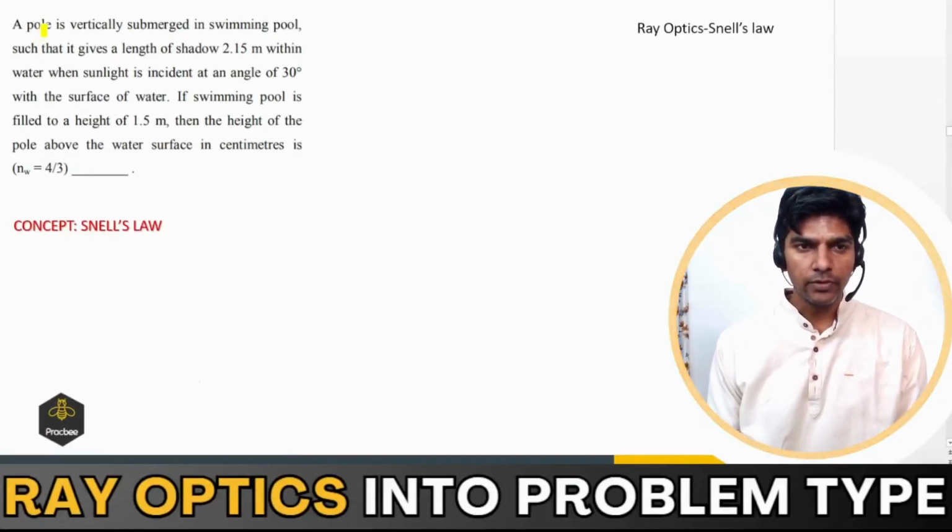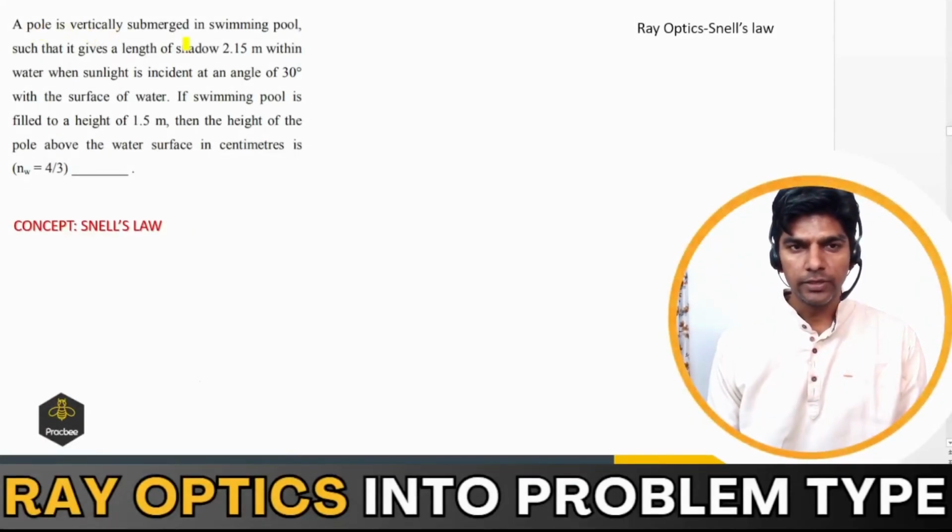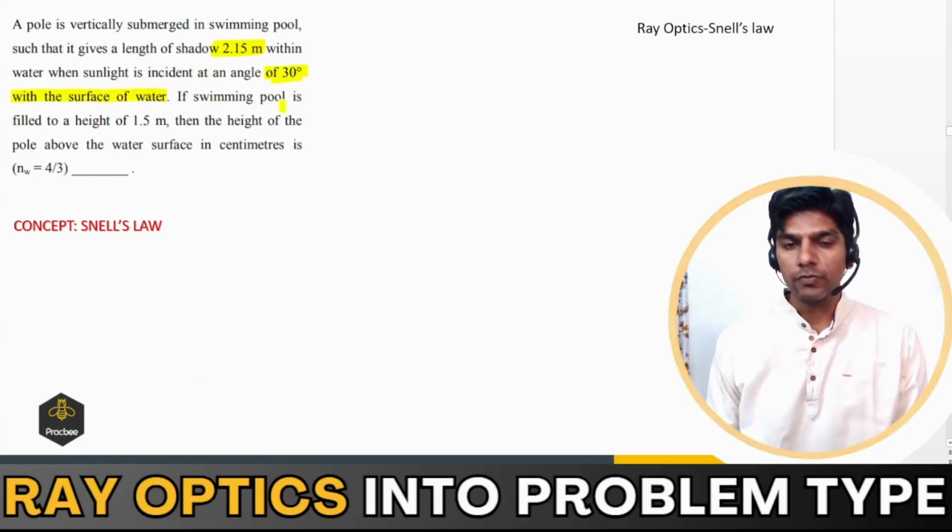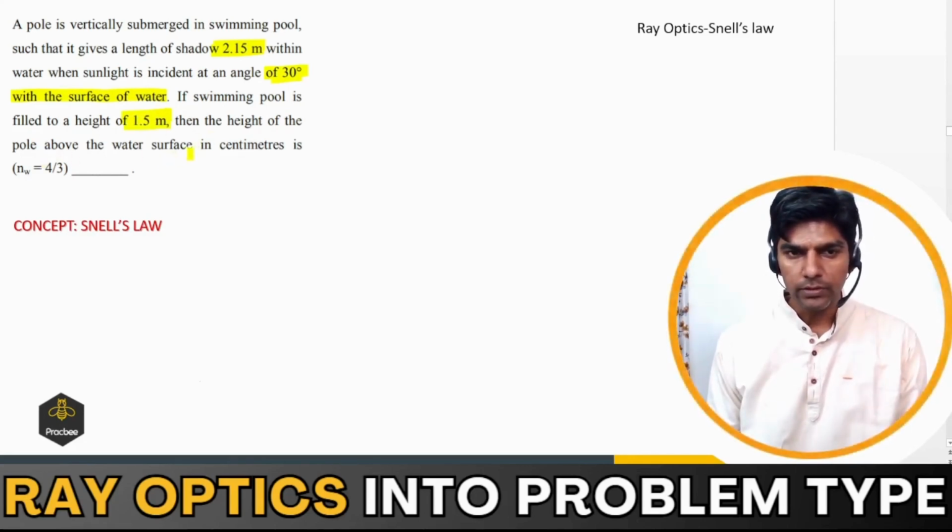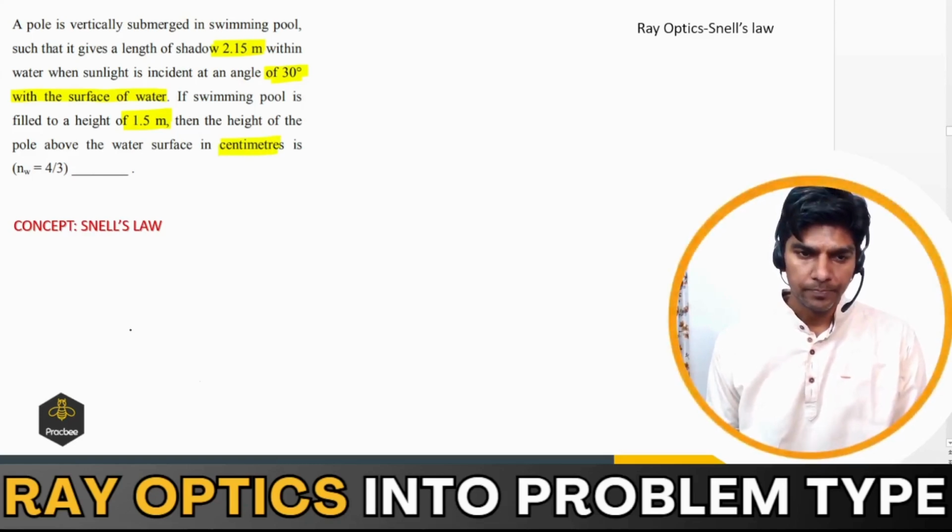So here we are given that a pole is vertically submerged in a swimming pool such that it gives the length of the shadow as 2.15 meters within the water, when the sunlight is incident at an angle of 30 degrees with the surface of water. If the swimming pool is filled up to the height of 1.5 meter, then find the height of the pole above the water surface in centimeters. Right, so first let us draw the diagram.